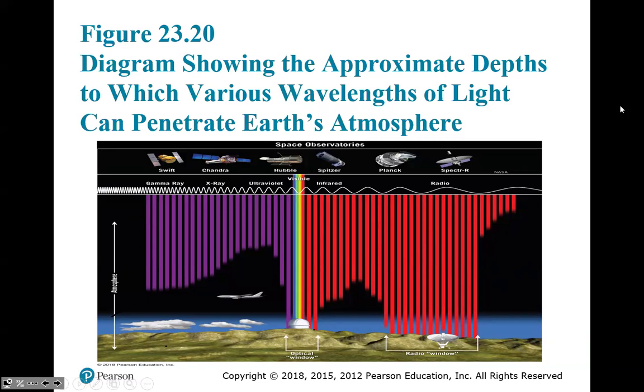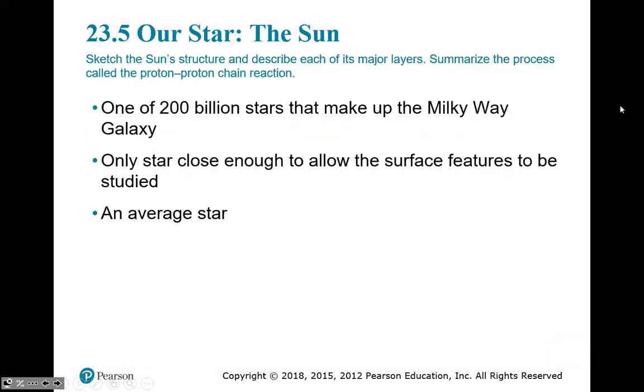And then there's a bunch of space observatories. So these are things like the Swift Gamma Ray Observatory, the Chandra X-ray Observatory, Hubble Space Telescope, the Spitzer Infrared Observatory, which has kind of been replaced by the James Webb Space Telescope, the Planck Observatory, and the Spektr-R. And then there's the radio window stuff that makes it through. So those are the types of telescopes and the various ways we can observe the universe. Any questions about that?